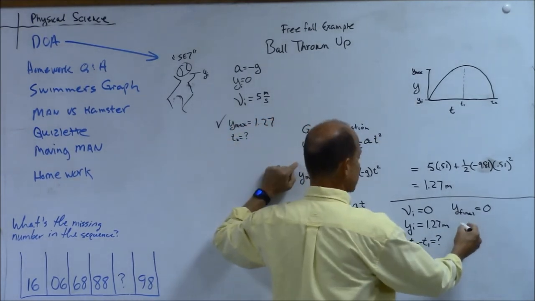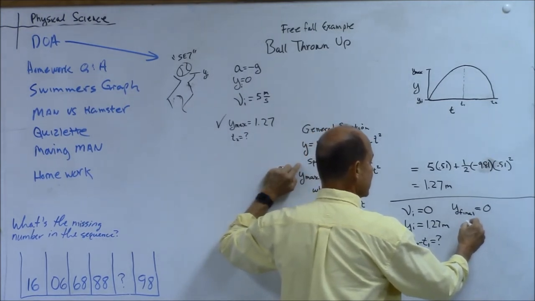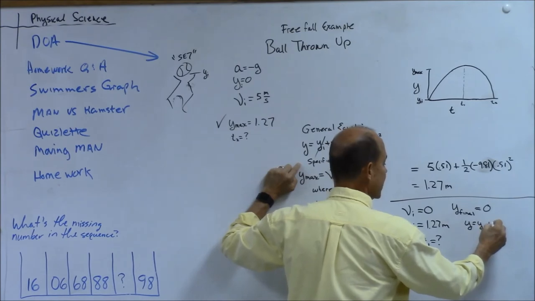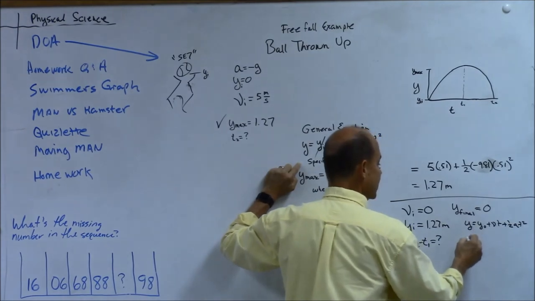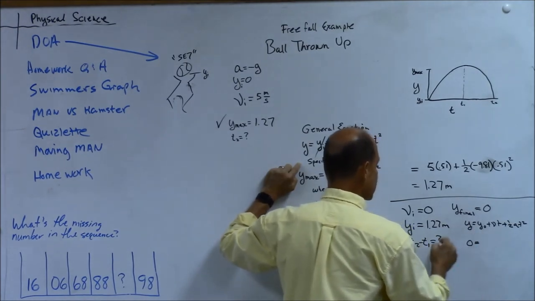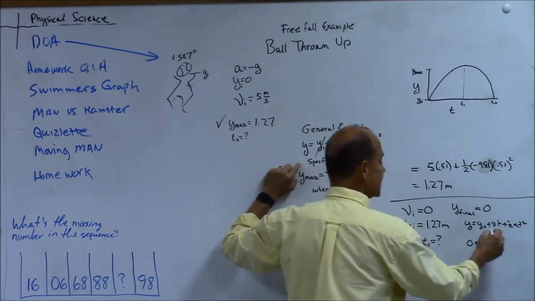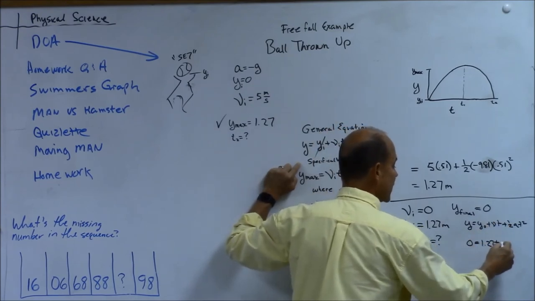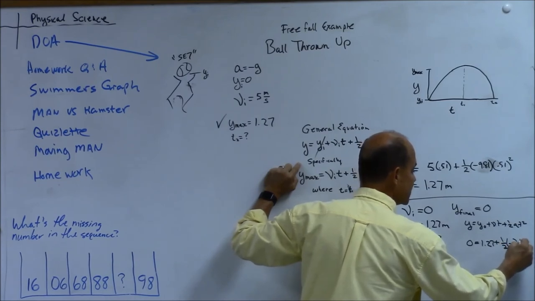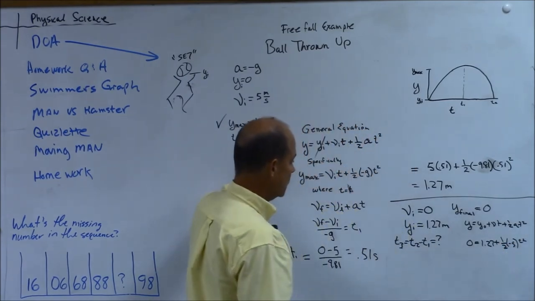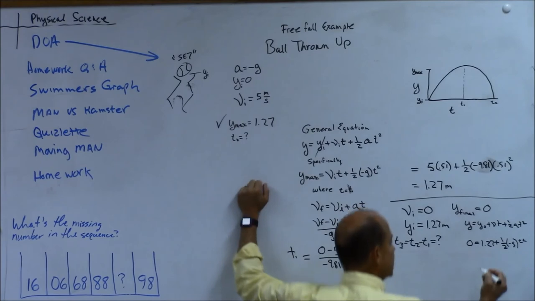Thank you for the encouragement here, because I'm struggling. So y final is going to be 0, and we can use this equation: y equals y zero plus v t plus 1/2 a t squared. So 0 equals 1.27 plus the initial velocity, which is 0, so we don't have to write that term, thank goodness, plus 1/2 minus g times t squared. Oh, I like this. This is very important.